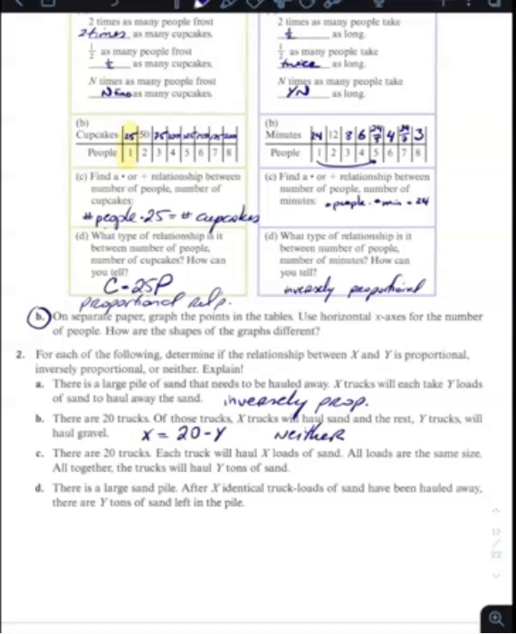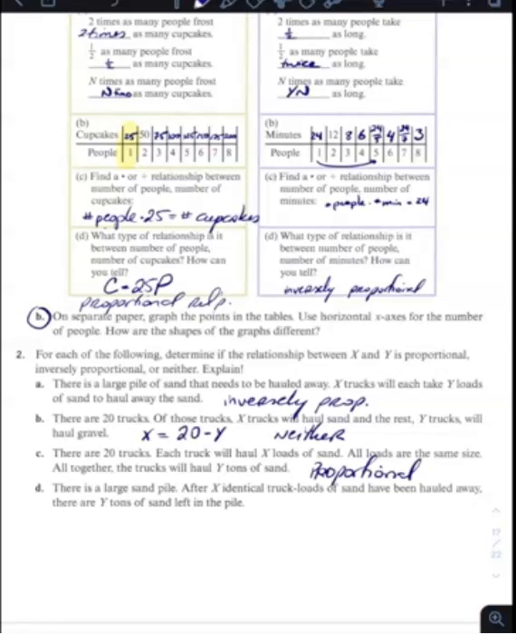20 trucks, each truck will haul X loads of sand. All loads are the same size. Altogether, the trucks will haul 7 tons of sand. So if each truck will haul X loads of sand, if you double the amount of loads of sand that each truck hauls, will it double the amount of sand that the total is? That does seem proportional.